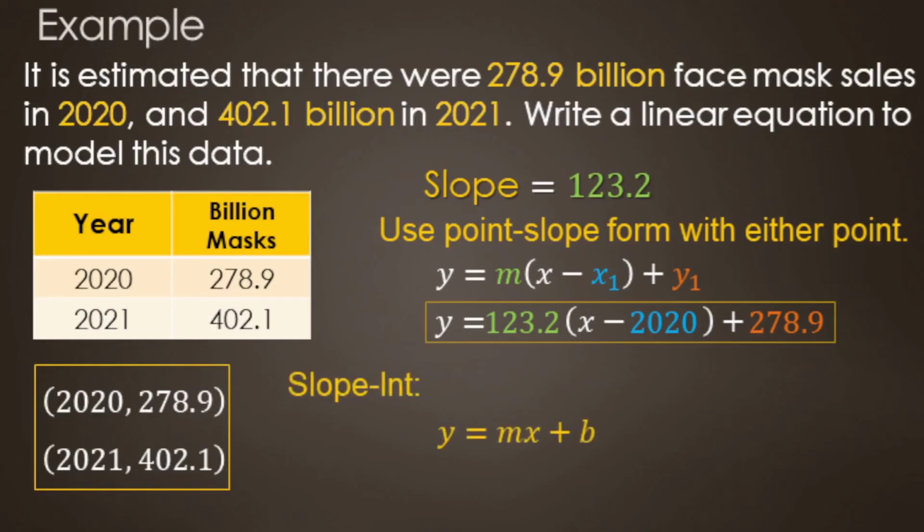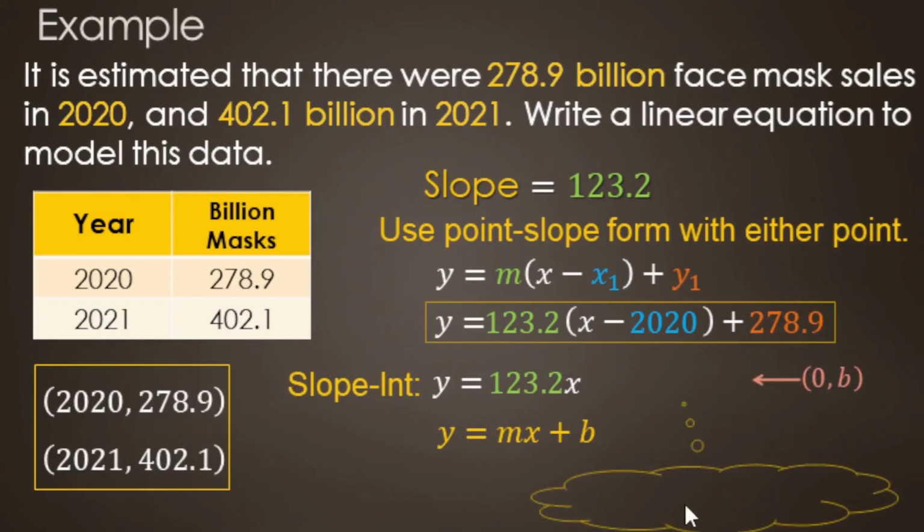So there we go. Now, some teachers do want to see it in slope-intercept form. So here we go. We're just going to distribute and then add like terms. So we're going to go 123.2 times x, 123.2x is what that equals, and then we're going to do 123.2 times negative 2020, and then we're going to add like terms with the 278.9. And that's going to give us our y-intercept there.